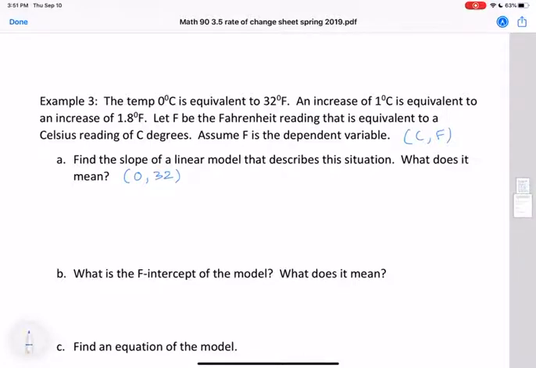So now you go ahead and hit pause and try to figure out what the other ordered pair would be. Okay, I'm guessing that you knew this was a 1, right? And what did you put right here? You probably put 1.8. Is that correct, though? Should that really be 1.8? Because it says it increases by 1.8. So if you go from the 0 to the 1, you're going to go from 32 to 32 plus that 1.8. So that should actually be 33.8. Let's go find our slope.